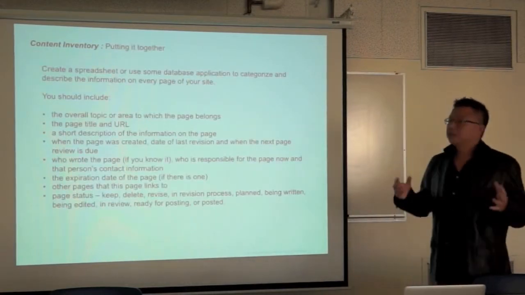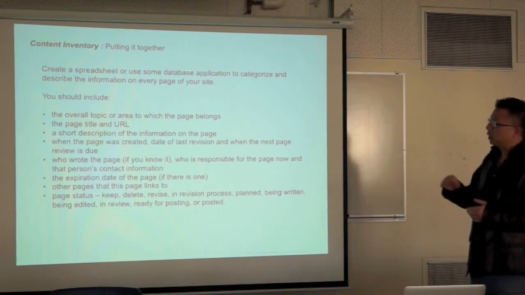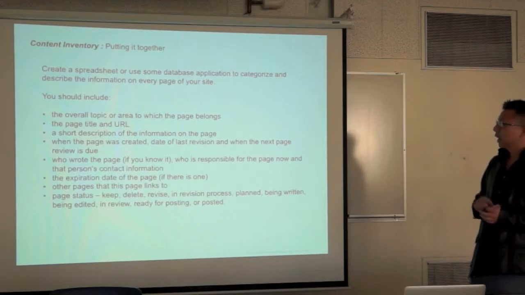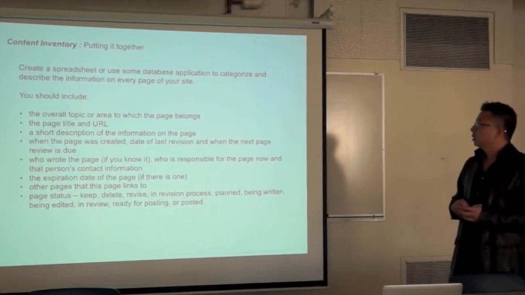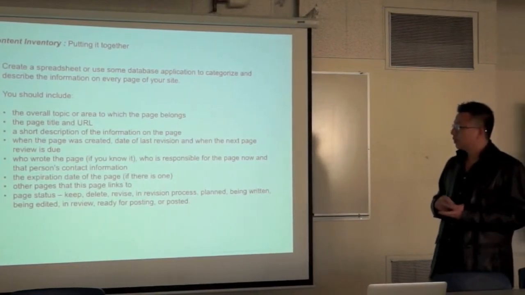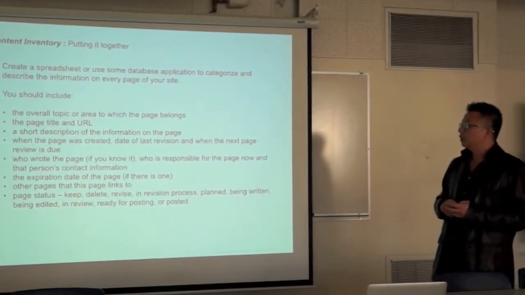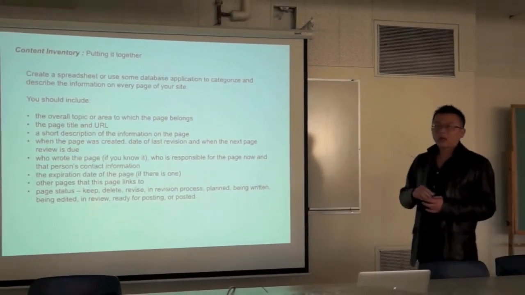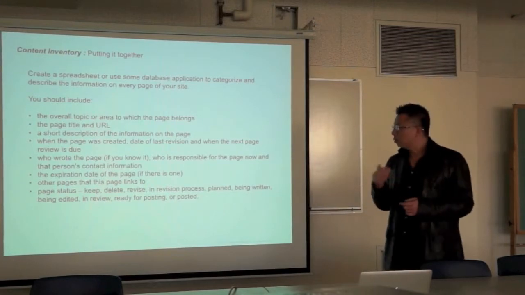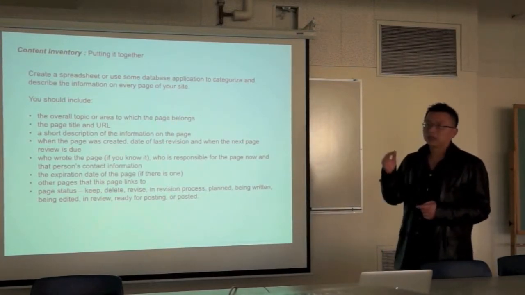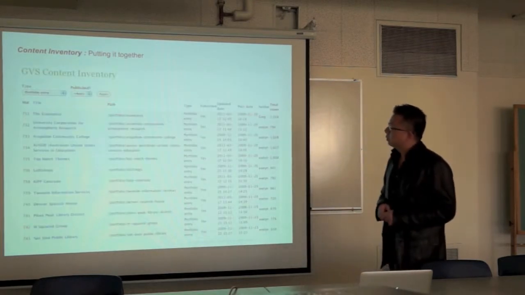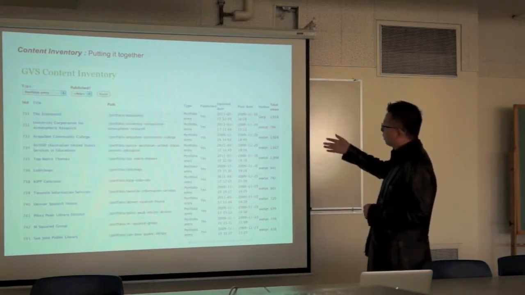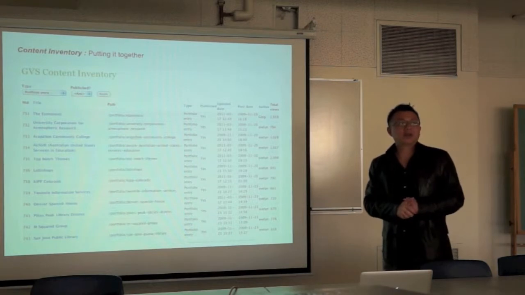So then you put everything together. Normally in a content inventory, you have the page URL, title of the page, descriptions, the time and date the page was created, the version, who wrote this page, expiration date if there is one, other pages that link to this page, and other notes or page status. So this is an example. You have title, page type, and you make it a spreadsheet, normally an Excel file.